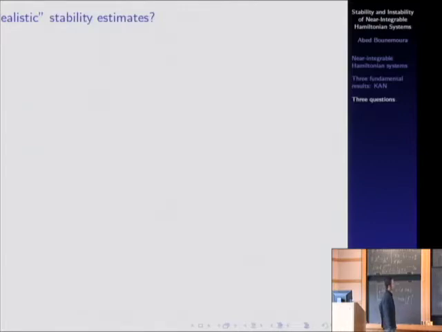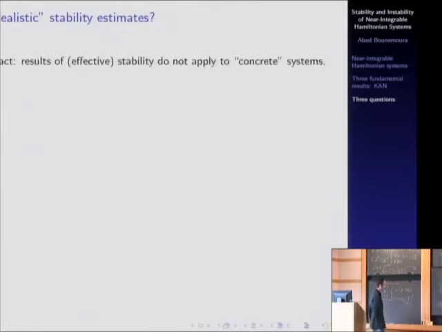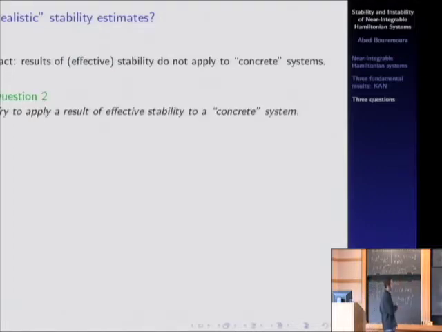This question. So now a second question, it's about realistic stability estimates. In fact, the results of effective stability, Nekhoroshev-type theorems, do not apply to concrete systems, like the three-body problem, for instance. It does not apply. There are many reasons why. I'm going to explain briefly.